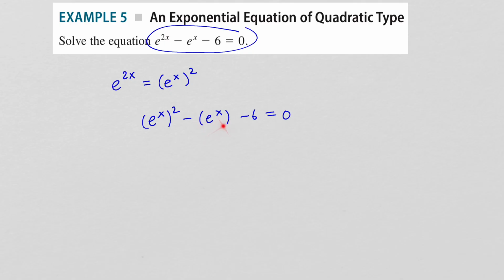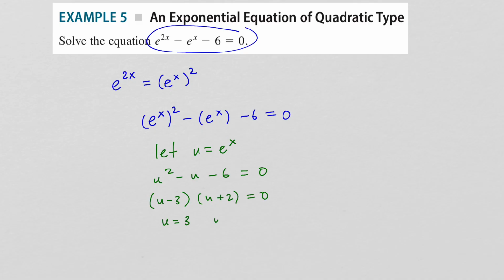And I'm only putting parentheses here for effect. But from this point, we could make a substitution. We could let u equal e to the x. And if we do that, this becomes u squared minus u minus 6 equals 0. And this is very easily solved using factoring. And we can see that the solutions are u equals 3 or u equals negative 2.